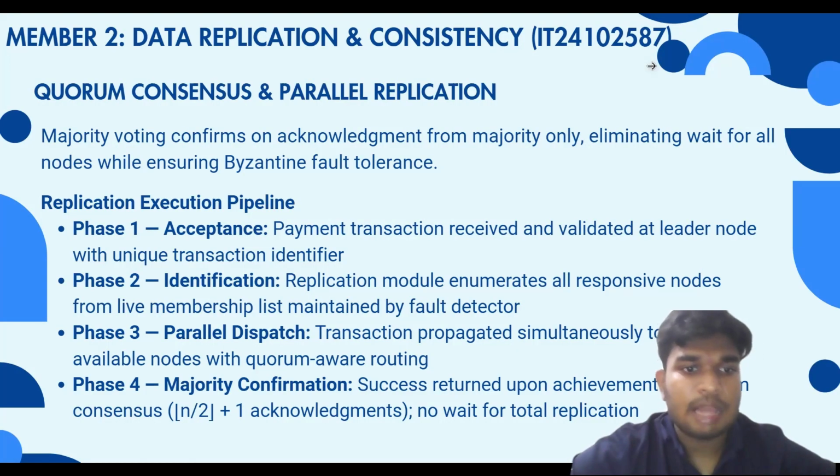It starts with creation at the leader node with a unique ID. Then we handle the identification of all live responsive nodes. Next is a parallel replication: propagating the transaction simultaneously to available nodes using quorum-aware routing. Finally, we return success immediately upon majority confirmation, avoiding the wait for total replication. Now we will move to the next slide.